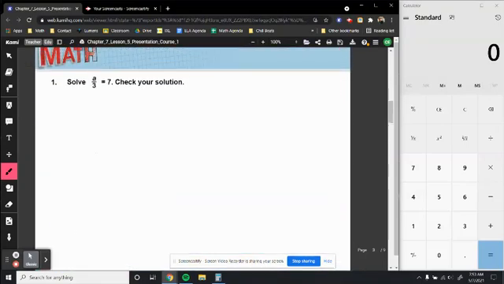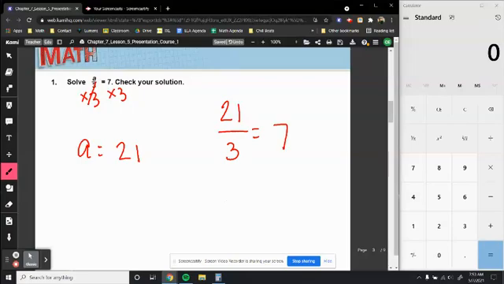All right, so let's look at number 1. Number 1 says a divided by 3 equals 7. We are going to find what a is. To do that, we are going to multiply both sides by 3. The reason we're doing that is because since this is dividing, we're going to do the opposite, which is multiplying. That will get rid of our 3 here, and then we'll have a equals 21. If you want to double check, 21 divided by 3 gives you 7, so that will be equivalent.